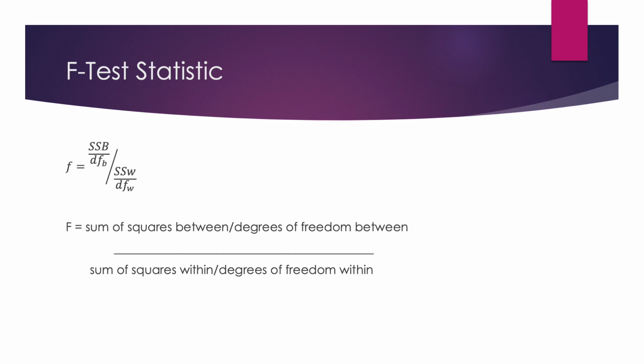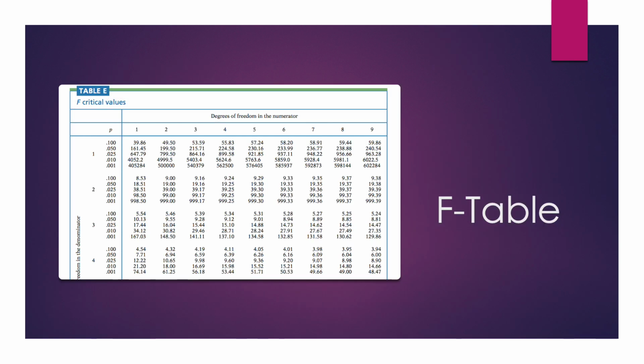The formula for the F-test statistic is as follows: the sum of squares between over the degrees of freedom between, divided by the sum of squares within over the degrees of freedom within. And the F table, very similar to the t and the z tables that we've used so far, is given right here as an example, and this is where we'll find our critical value and make our determinations about our hypothesis. In the following video, we'll explore F-tests and ANOVA in Excel and R.